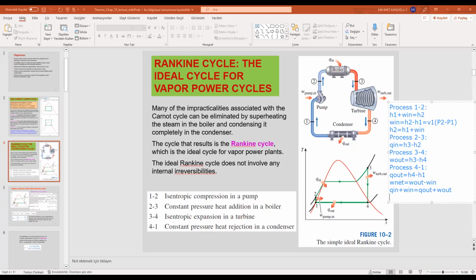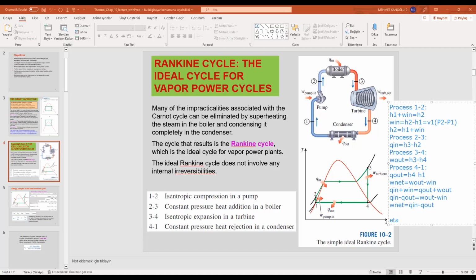And from here, Q in minus Q out is equal to W out minus W in. So net heat input minus heat output is equal to work output minus work input. That means the net work output can also be written as heat input minus heat output.